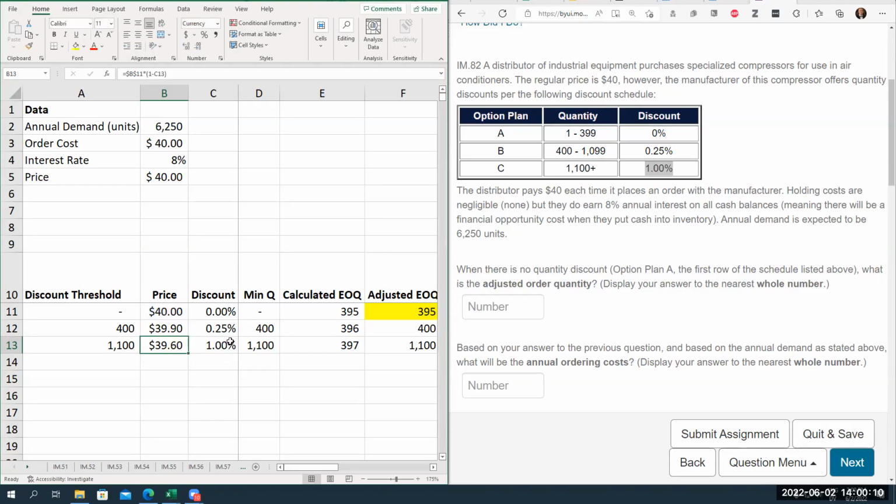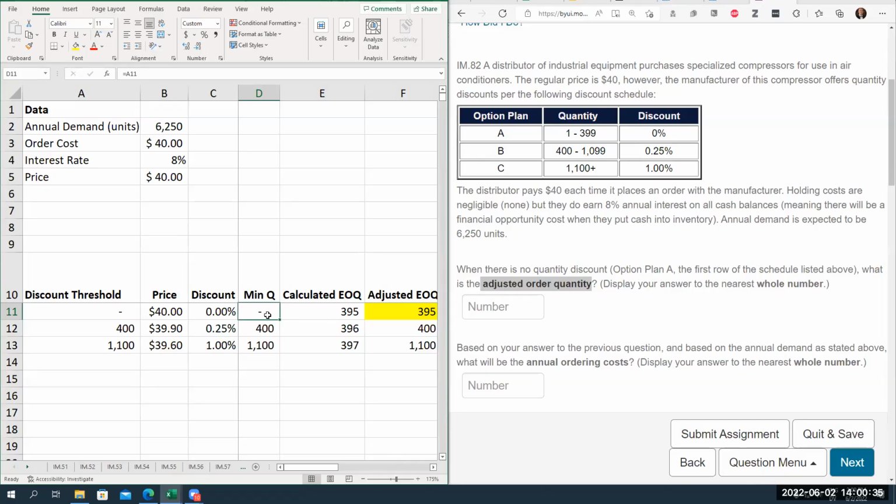Okay, so now that we have our price and our discount information here, let's read what the question is. When there's no quantity discount, option plan A, the first row, what is the adjusted order quantity? Okay, so the adjusted quantity is about 3 steps away from where we are. So let's work through these steps.